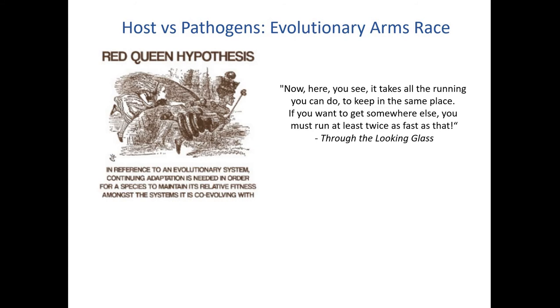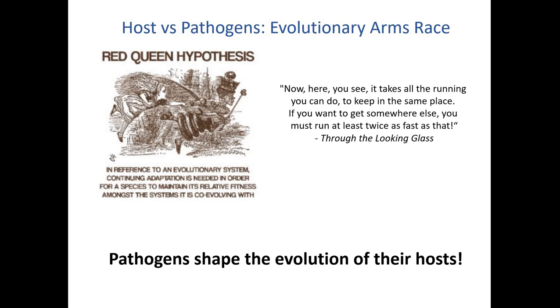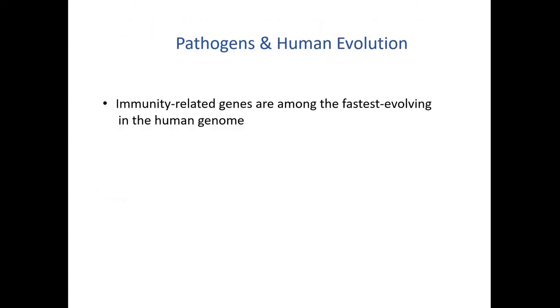And so this is kind of referring to the constant evolution that both the microbe or the pathogen and the host have to be undergoing in order to maintain their fitness relative to one another. So in this way, pathogens can shape the evolution of their hosts. And more evidence of this is that immunity-related genes are among the fastest evolving in the human genome.